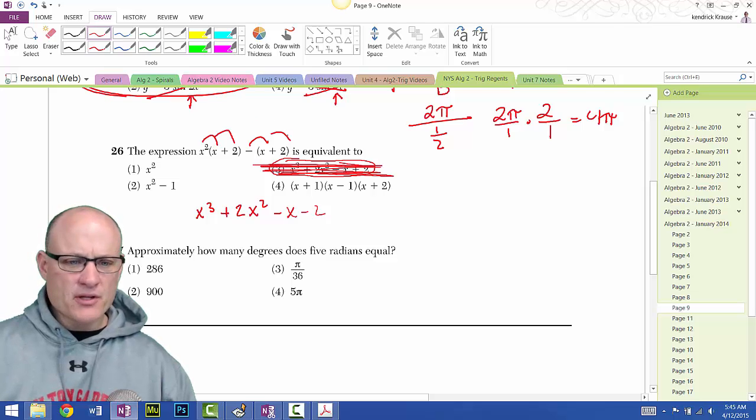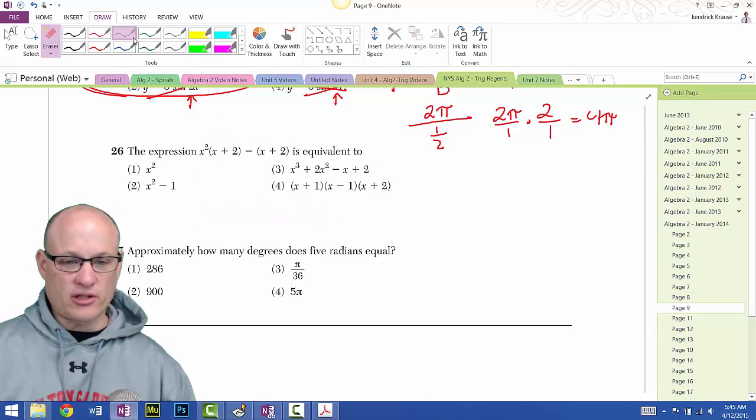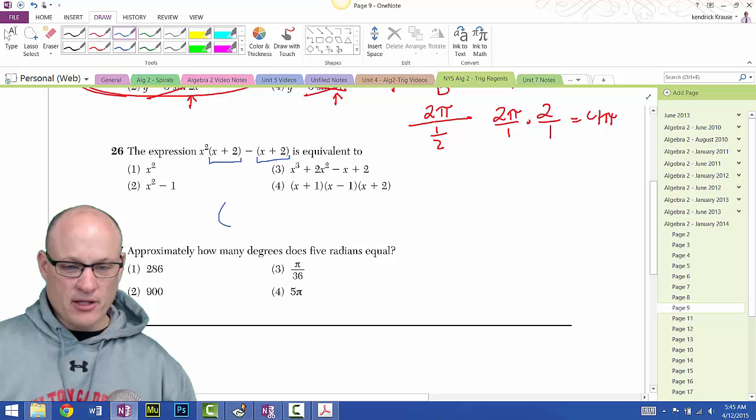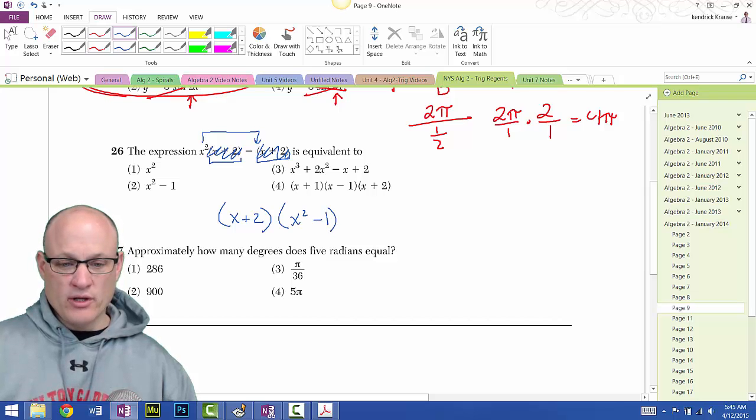So here's what they're looking at. That's not what they really want. What they really want you to do is look to factor this thing. Notice they have a common factor of x plus 2. So x plus 2 should be in there. Now, if I take away the x plus 2 from both of these things, what am I left with? Well, I'm left with x squared minus 1. Isn't x squared minus 1 the difference of perfect squares? Doesn't this give me x plus 1, x minus 1? And then don't forget we still have the x plus 2. And so there's my answer.